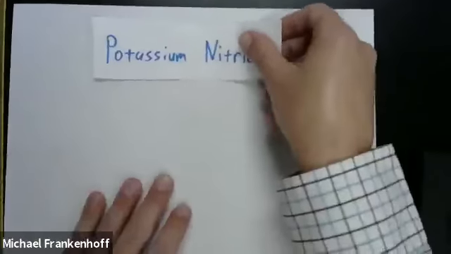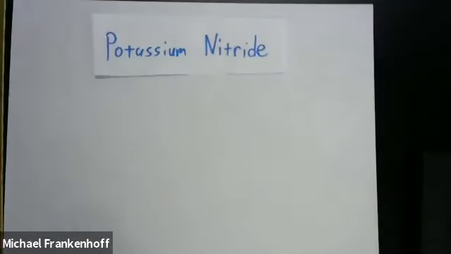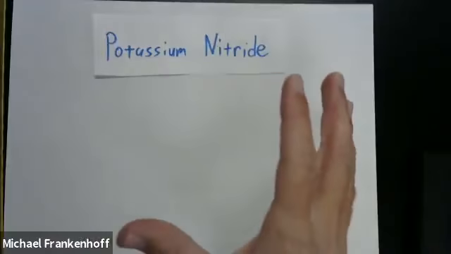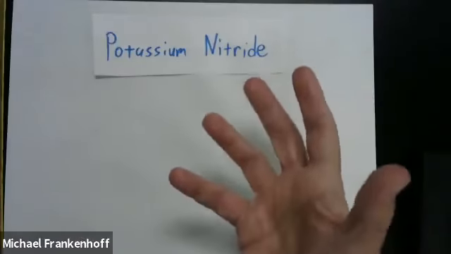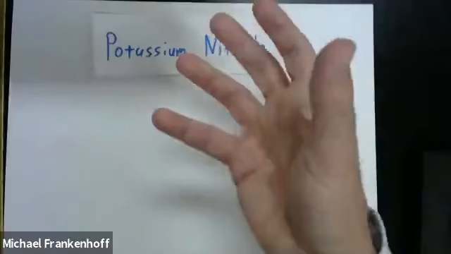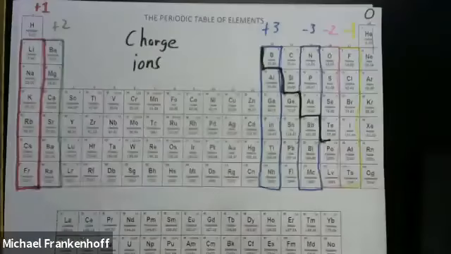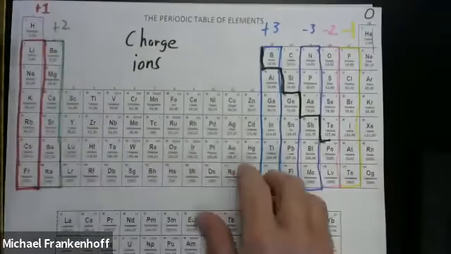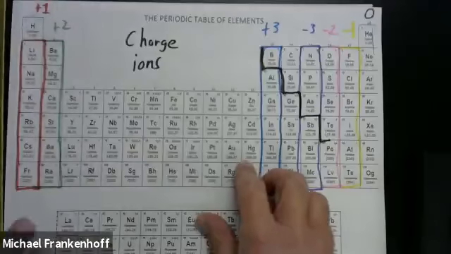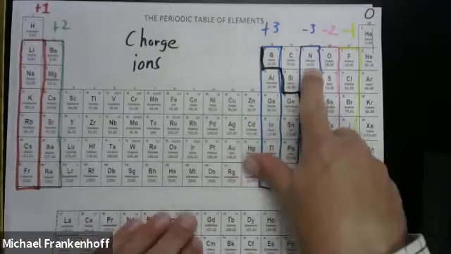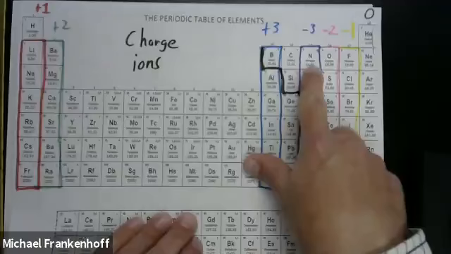Let's do another one here. Let's do something called potassium nitride. For potassium nitride, maybe you want to pause the video and give this one a shot yourself first, and see if you can do it. So potassium, that's K. It's got a charge of 1. I see that there. And then nitride is what we call nitrogen when it's in an ionic compound.